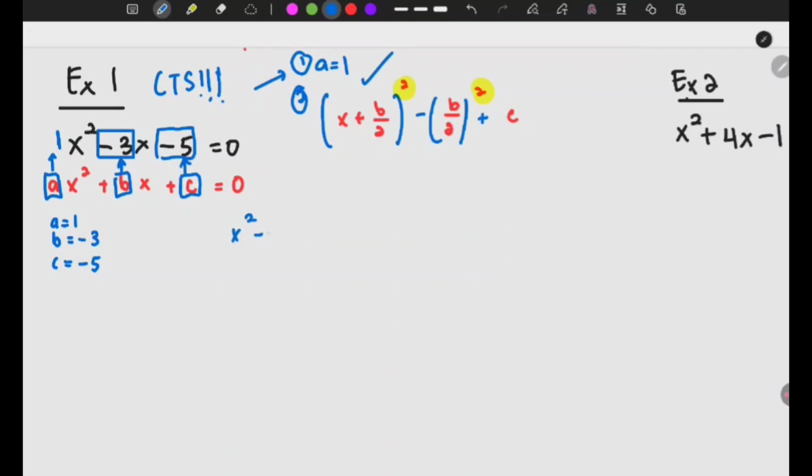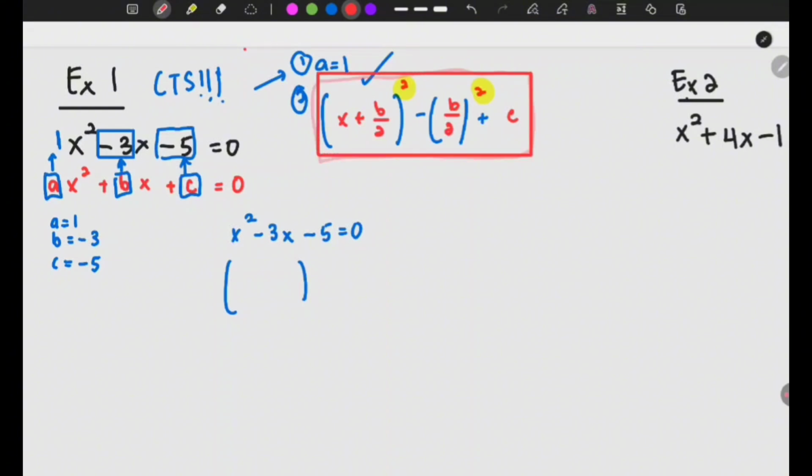I know my a equals 1, b negative 3, c negative 5. Now put it like this, exactly the same. Follow how I do it in the second thing, exactly follow this, copy paste. And don't forget, oh sorry, the c is this number there. And don't forget to put equals 0. I forgot to put equals 0. My bad.